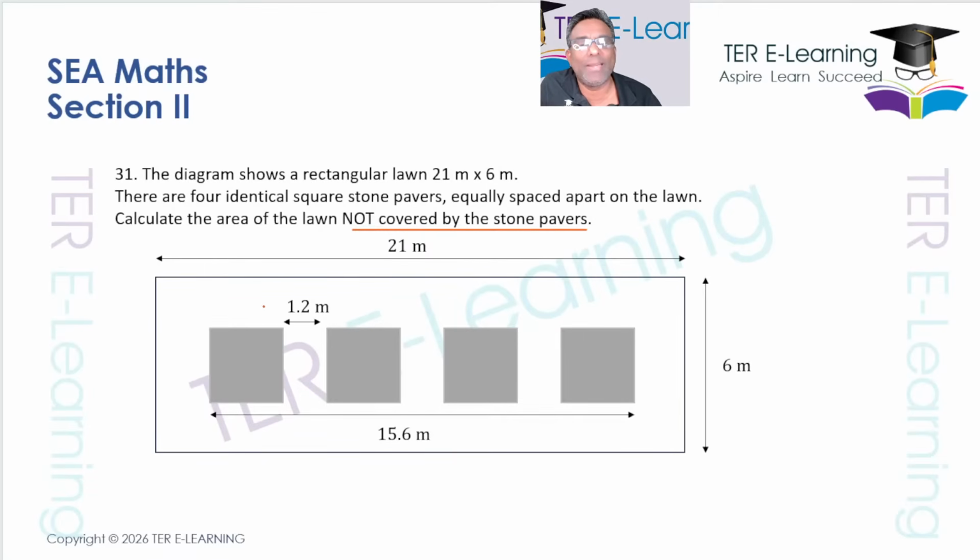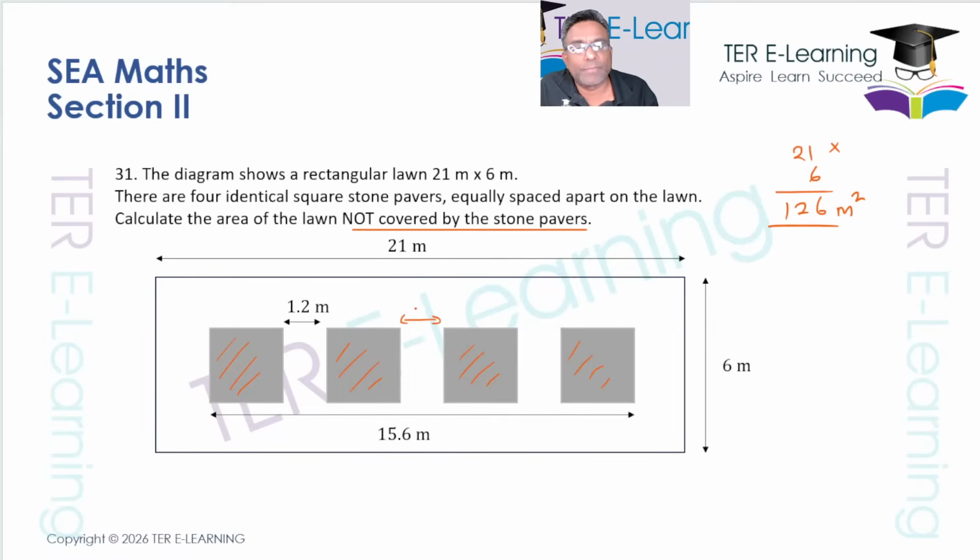All right. So you want the white part. So the first thing I'll do, I'll work out the area of the whole lawn, which is 21 by 6. So 1 six is a 6, 2 sixes are 12. So that's 126 meters squared. All right. So that's the area of the whole thing. Now I need to remove the area of these pavers here. But the thing is, I don't know the dimensions of that. But they give me sufficient information.